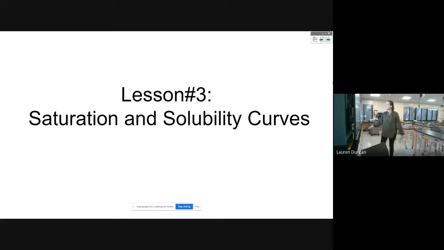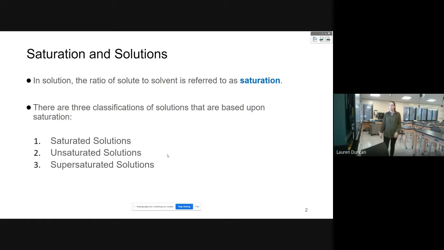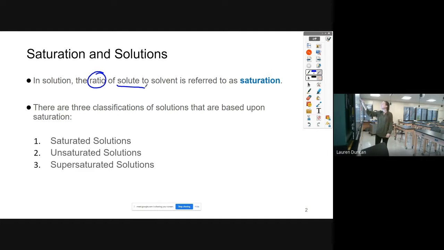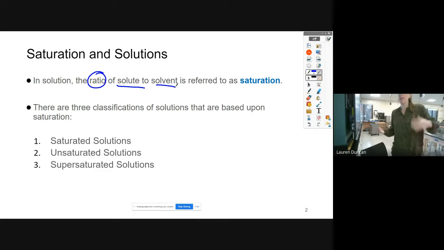All right, saturation and solubility curves. So basically what we're going to learn today is about saturation. Saturation is the ratio of solute to solvent. So how much solute do you have per this amount of solvent? The more solute you have dissolved in the solvent, the more saturated the solution is. There are 3 overall classifications of saturation in terms of solutions: saturated solutions, unsaturated solutions, and supersaturated solutions.